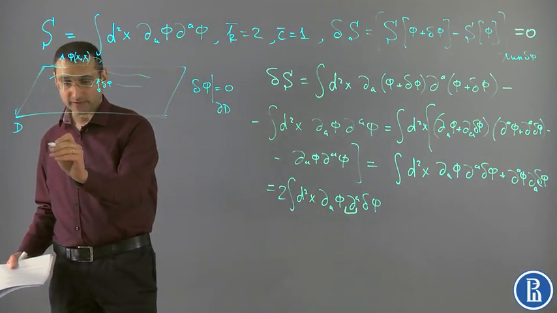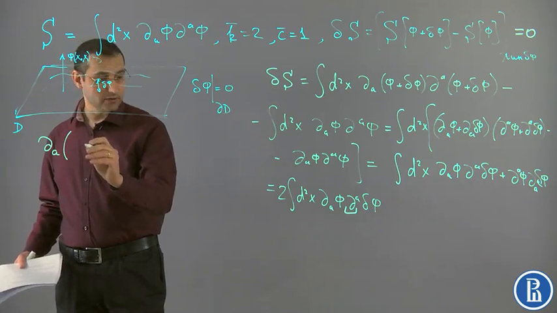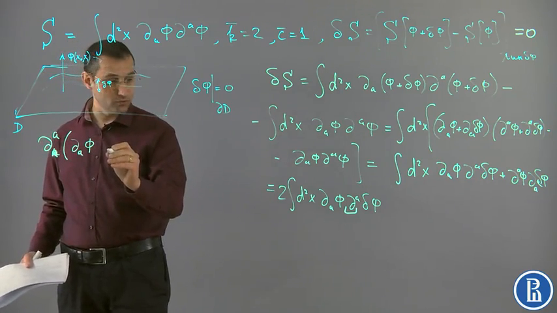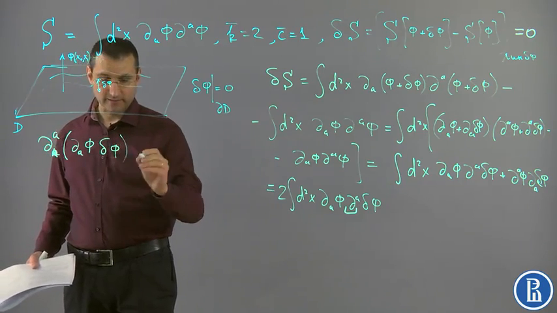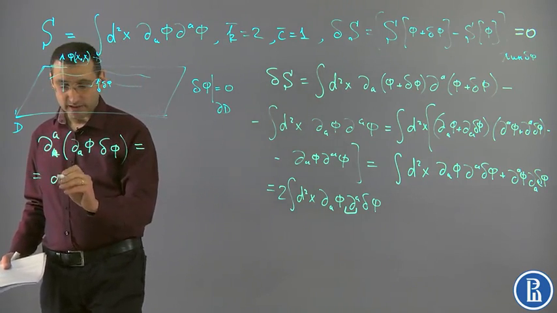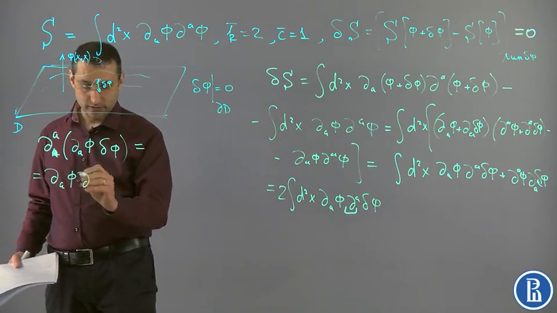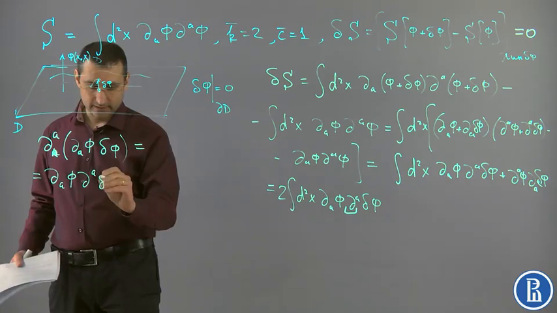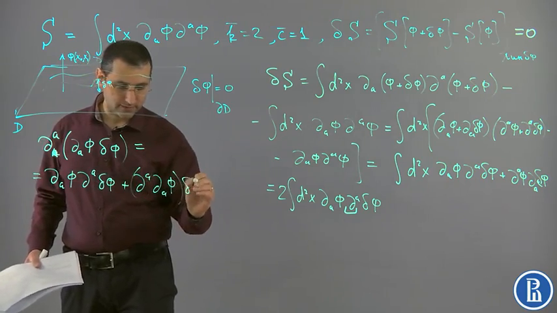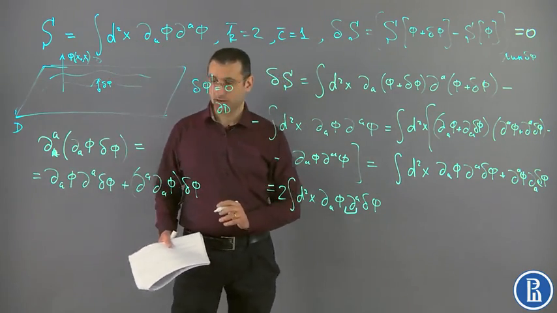First of all, let me write the following expression: dA acting on, let me act like this, dA phi is equal to something times delta phi. This is the total derivative. And this is equal to dA of something times phi, according to the Leibniz rule. This is equal to dA delta phi plus dA phi times delta phi. So according to the Leibniz rule, we have that this differential is equal to this one.